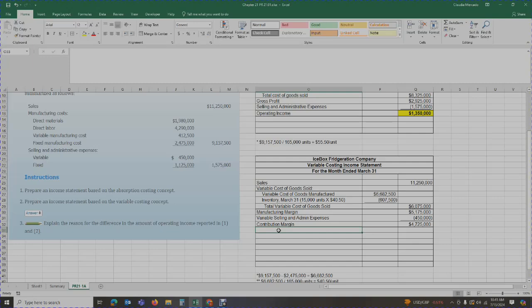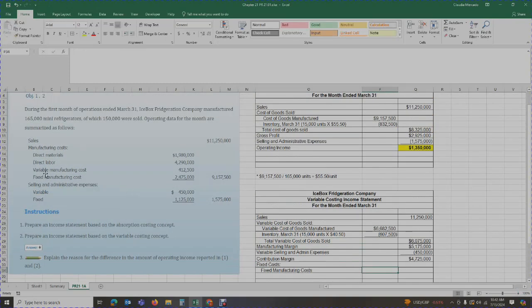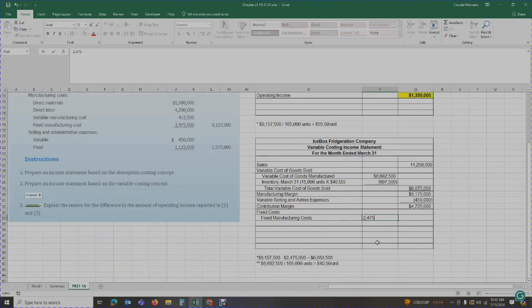This is what we have available to cover our fixed cost. Now we're going to deduct our fixed costs. And we have two types of fixed cost. The first one is our fixed manufacturing cost. If we look at the problem, we have 2,475,000. And then we're going to bring in our fixed selling and admin.